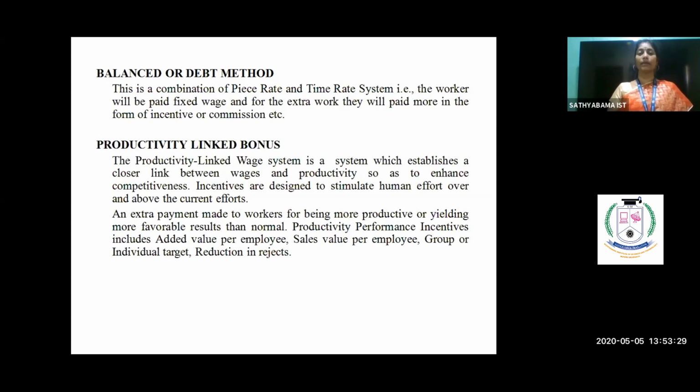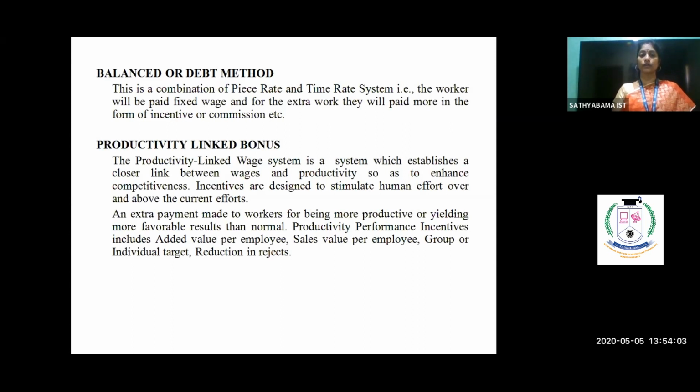An extra payment will be given to the workers for being more productive, yielding more units and more favorable results than the normal. Each and every year the normal performance will be noted down and set as a standard. They will be comparing and trying to achieve more than the normal performance, or the performance measured in the previous year. So we can say it is value added per employee or sales value per employee. It is measured in these terms.